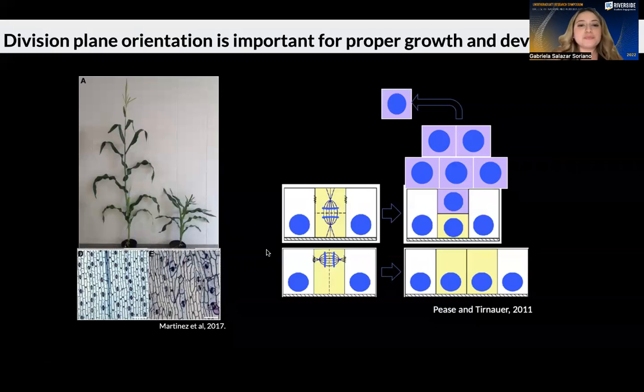And so this is also important to animals because division plane orientation defects can cause a cell division that leads to the daughter cell breaking off from the substrate. Then the cell goes into proliferation and turns into a tumor. And this can also be seen in cancer metastasis. And so overall, studying division plane orientation can further our understanding about proper growth and development across many different organisms.